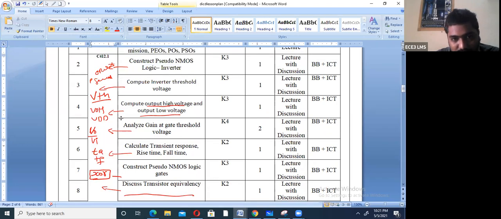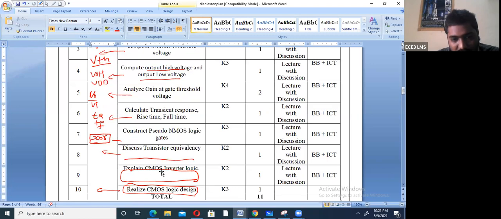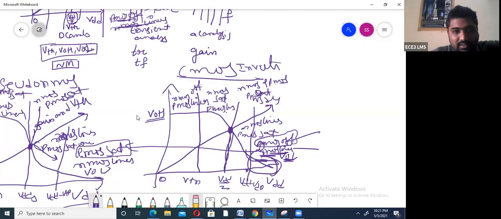The same concept applied to the pseudo NMOS inverter, you apply to the CMOS inverter, solve it and take that as an assignment. My explanation part is over and your assignment part is remaining. Find out the threshold voltage, gain, transient and rise time of the pseudo NMOS inverter as an assignment. Up to today's class, today I am closing the first unit. If you have any doubts in the first unit, you can ask me in the chat box.